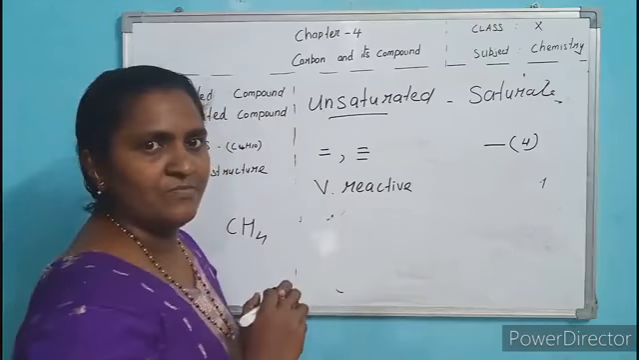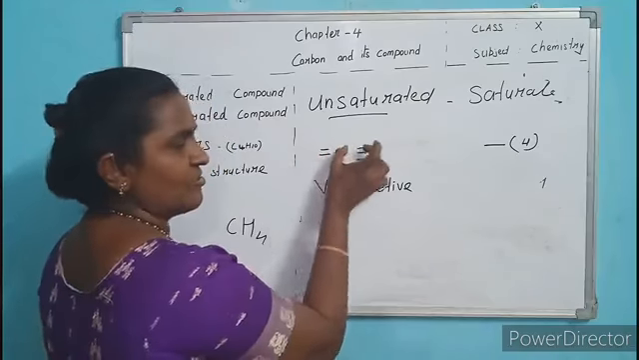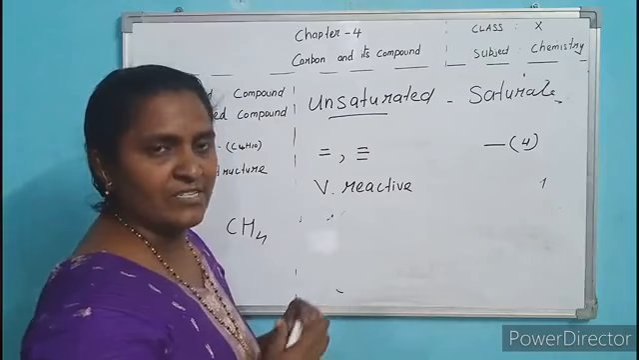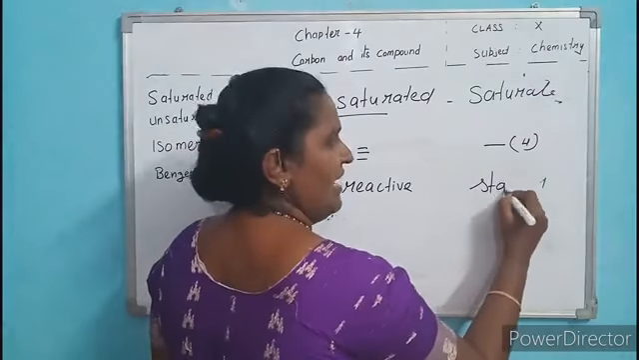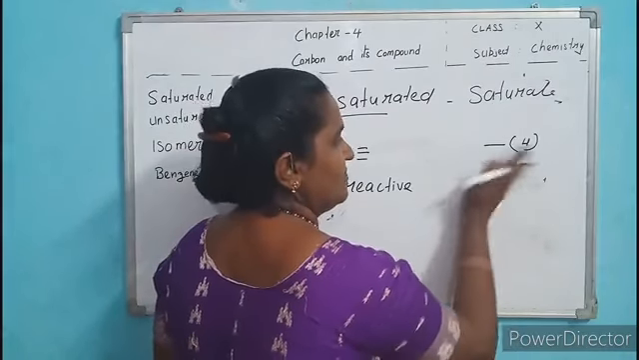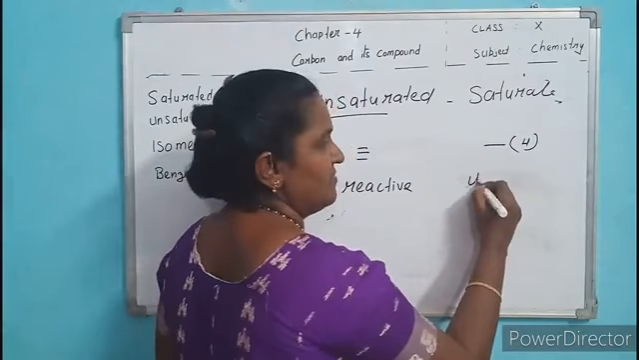Too reactive because of the availability of these electrons, it soon goes for reaction. And this is stable. This is called stable, unreactive. Okay, you can say unreactive, almost stable.